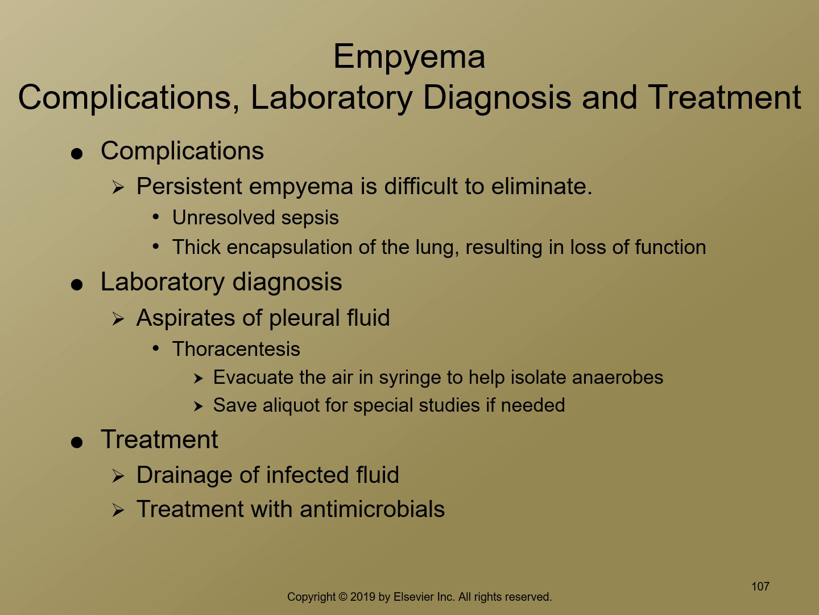This, in effect, can result in sepsis and long-term damage to the lungs, in which a thick capsule forms and reduces lung function. A thoracentesis, in which removal of pleural fluid is performed through a needle or tube, is done to obtain sampling of pleural fluid space. These specimens should be sent for culture, and any remainder should be held for any special studies if needed.